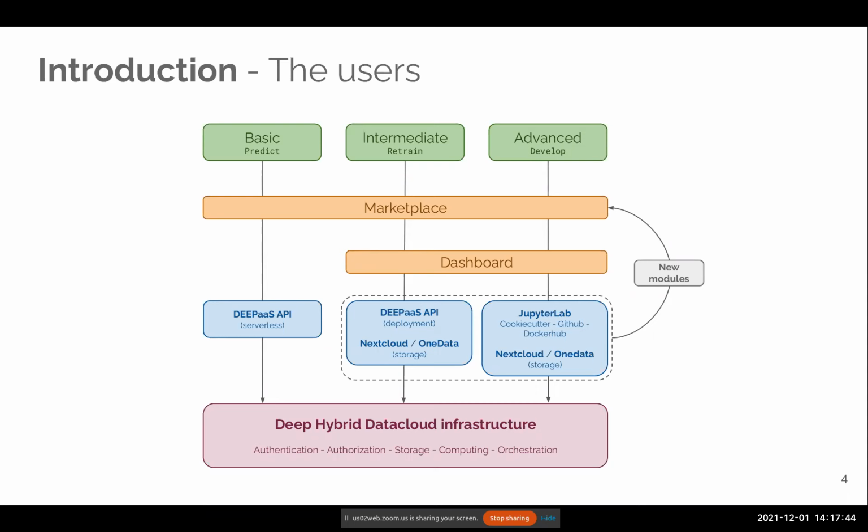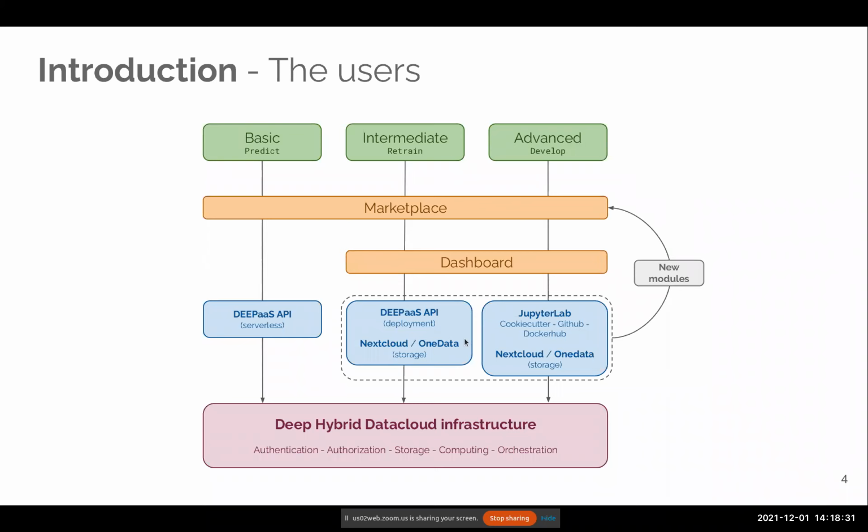In the middle is the intermediate user, who will also go to the marketplace, but from there he will be redirected to the dashboard. The dashboard is where you can manually deploy machines, as we will see, with different requirements and different options. So he will probably deploy a machine with DEEPaaS, or maybe JupyterLab if he wants to tweak the model a bit, and with some data storage solutions.